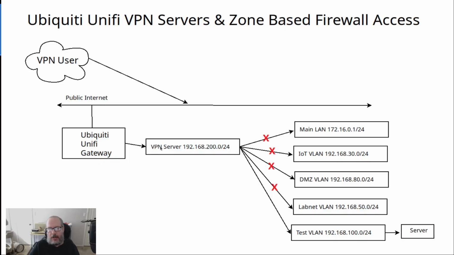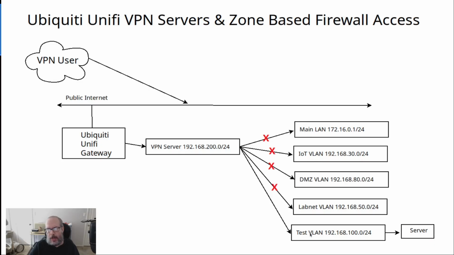And then we're going to say that that user coming in is on a VPN server in the 192.168.200 range. And when you create a VPN server, every VPN server has an address range. And when you create a client, in other words, this VPN user coming in, that client gets a particular address in this range.